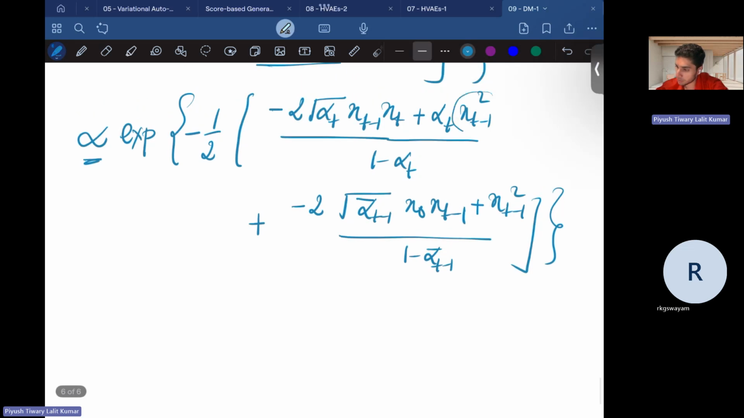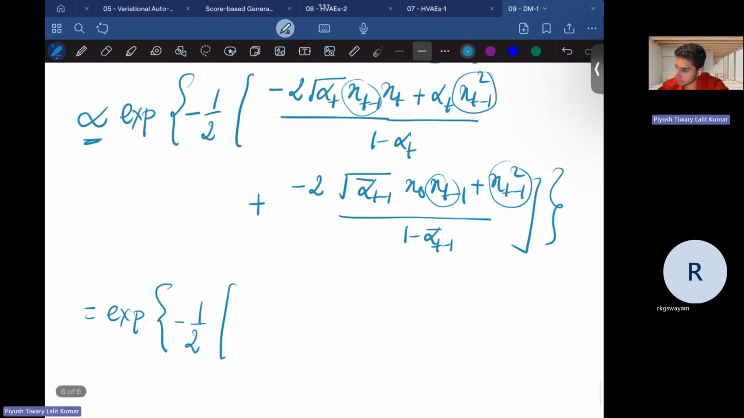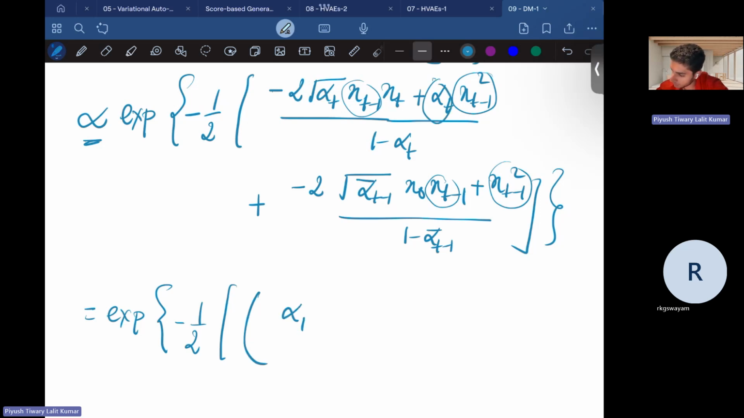So there are two terms here, one with x_{t-1} squared and the other with x_{t-1}. Let's club them together. What will be with x_{t-1} squared? The first term is nothing but alpha_t, so it's alpha_t over 1 minus alpha_t, plus 1 over 1 minus alpha_{t-1} bar, close bracket, x_{t-1} whole square.